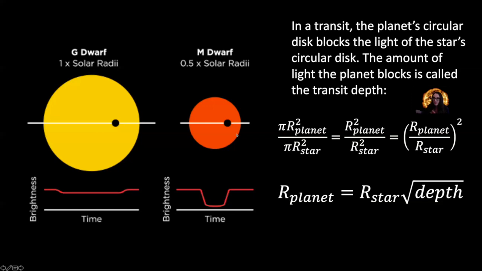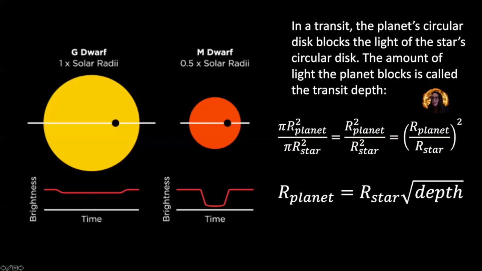Imagine that the planets and stars are such a far distance away from us that we can just represent the area of the star that's facing us as a circle, and the area of the planet that's facing us as a circle. The area of a circle is pi times its radius squared.